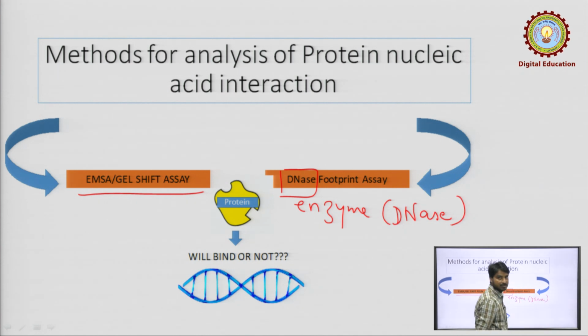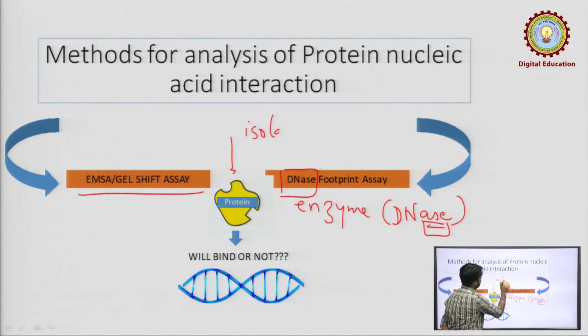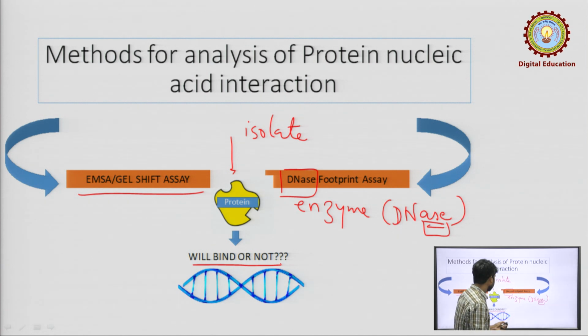So how will you recognize which is an enzyme and which is not? In 90% of cases, the enzyme name contains the last word as -ase. So we will isolate the protein and incubate that protein with our DNA or nucleic acid, like RNA, and we will learn whether the protein we have isolated will interact or will not interact with our nucleic acid.